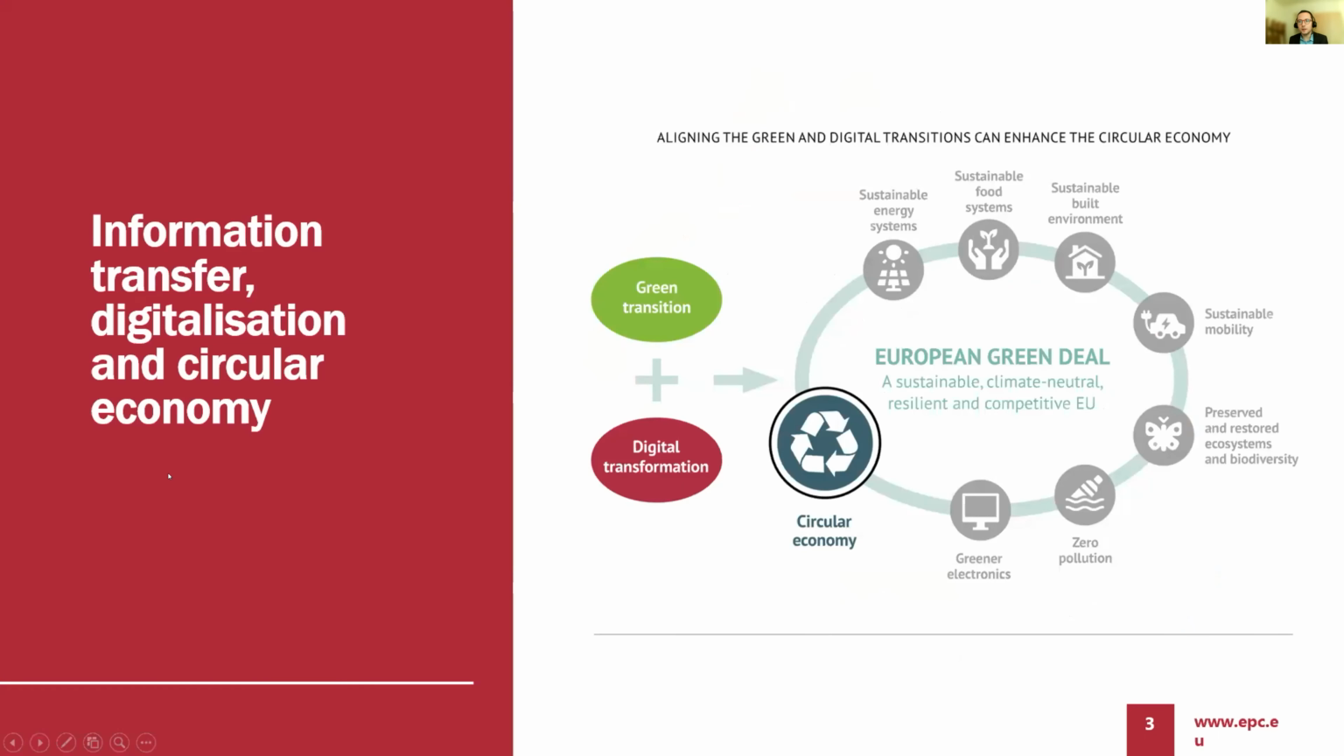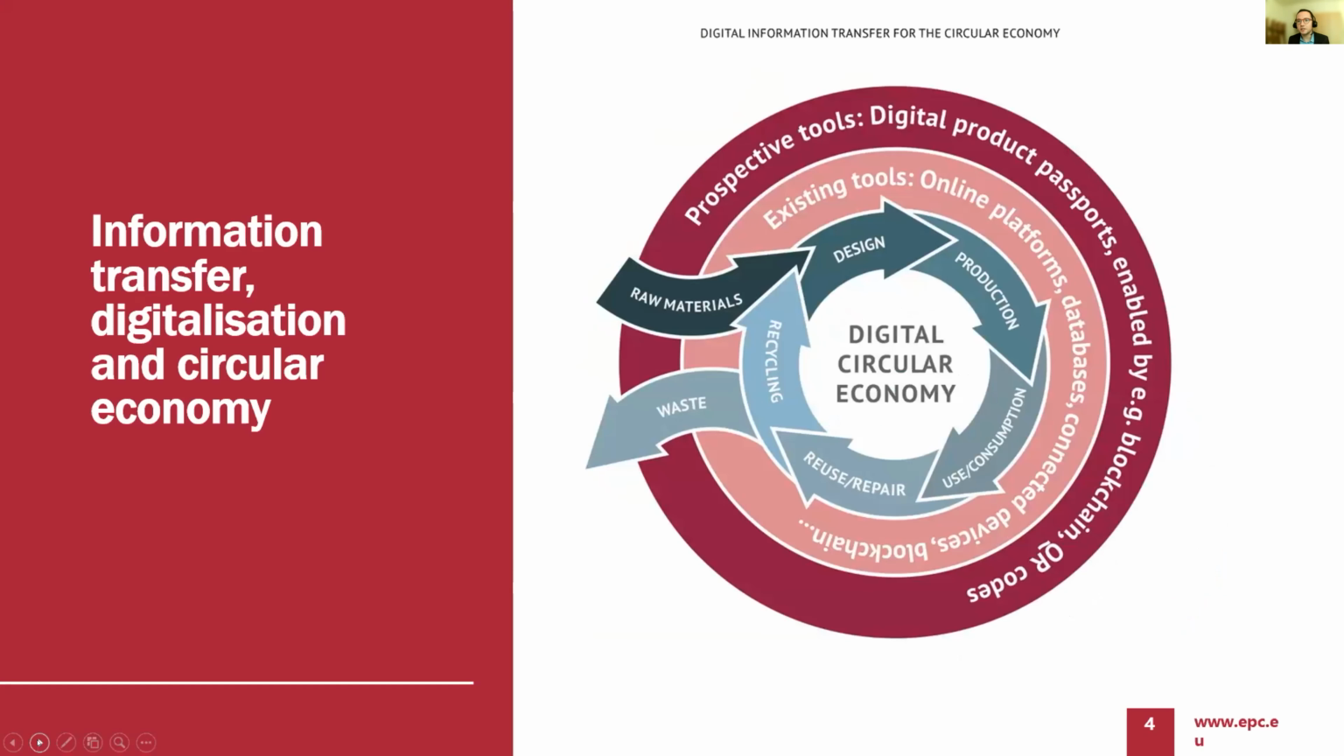And this is part of a bigger picture, looking at the policy level, the European Green Deal, which is an overarching EU growth strategy and also a pathway towards achieving its climate and environmental goals. Circular economy is part of it, and basically the green transition and digital transformation can be aligned to support circular economy, and digital information transfer plays a key role in this process. This is how we see it at the EPC.